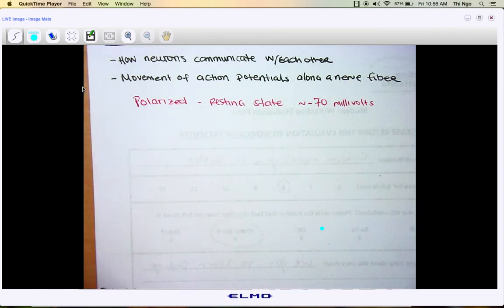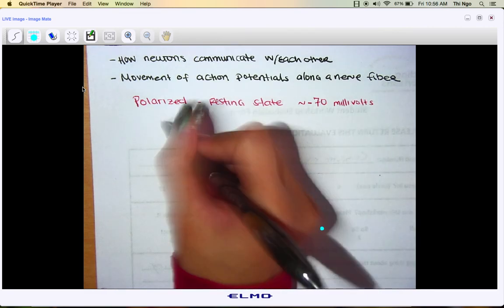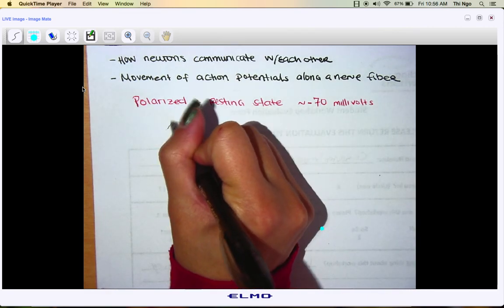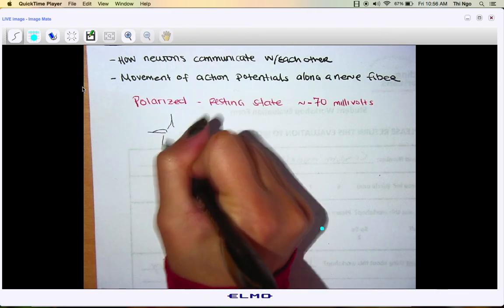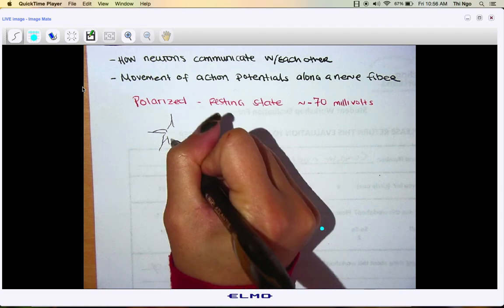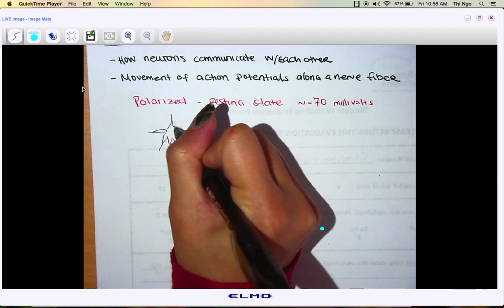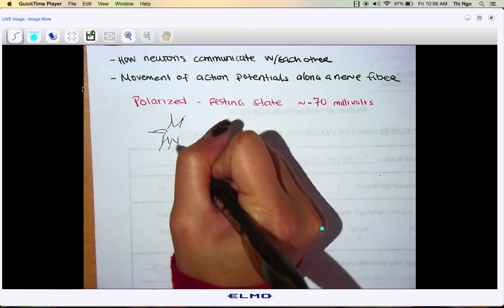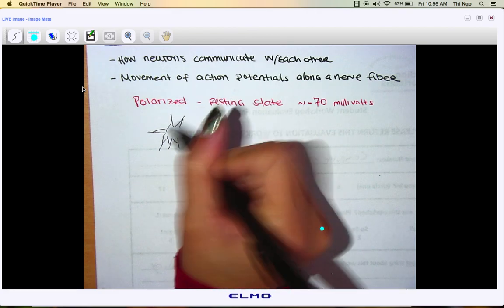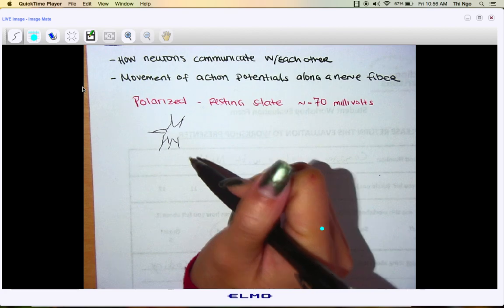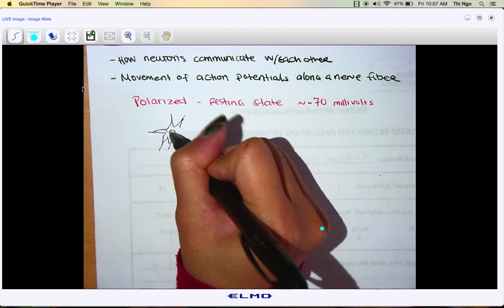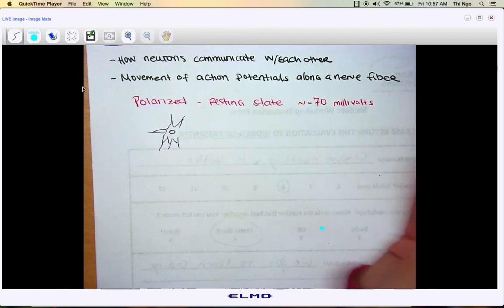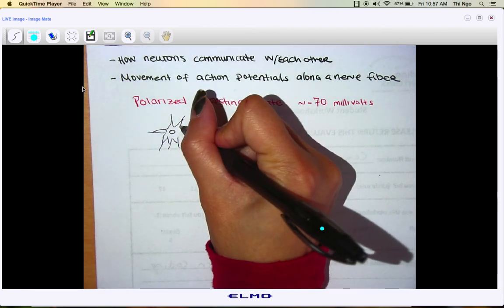And using my black pen or pencil, I'm going to draw a resting state or polarized neuron. So first I have to draw those little things. What am I drawing? Dendrites. How do you guys know that? In the center of the dendrite, I'll have a nucleus. Good. And then we're going to have the body taper off.